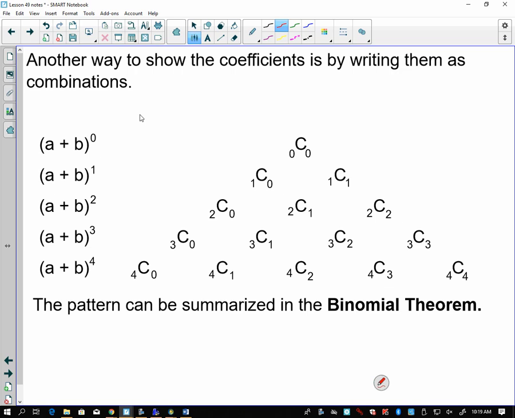I just don't think it actually assists you. This is what we call the binomial theorem. If it helps, it's here. You can look at it. You have the notes, right? If this makes sense to you, great.